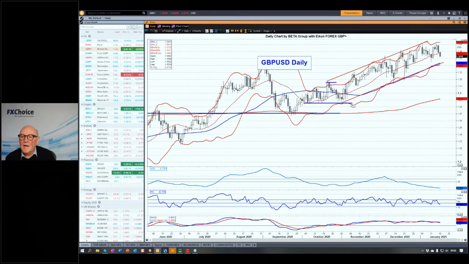It's in an up channel. This is now the daily chart that we're looking at here. It's in an up channel. It's at the midpoint in the channel. It's not threatening the bottom of the channel yet. So I think it's holding up well.